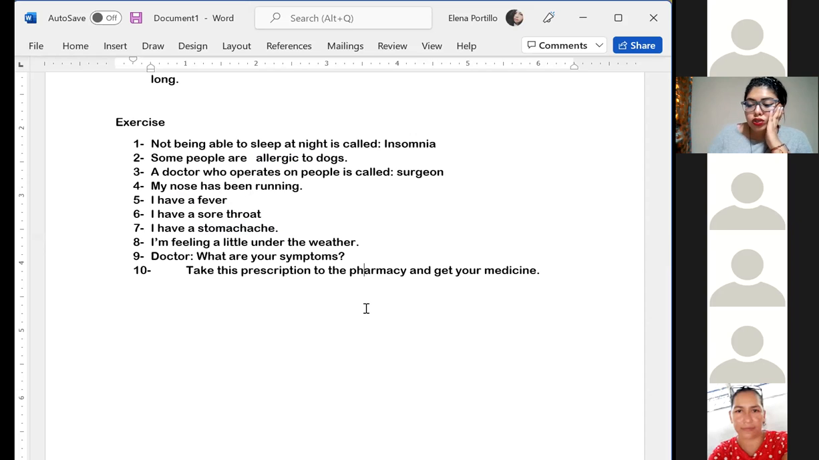But now we are going to go to the next topic. That is a kind of long and a little bit hard. That is the infinitive complements for advices.